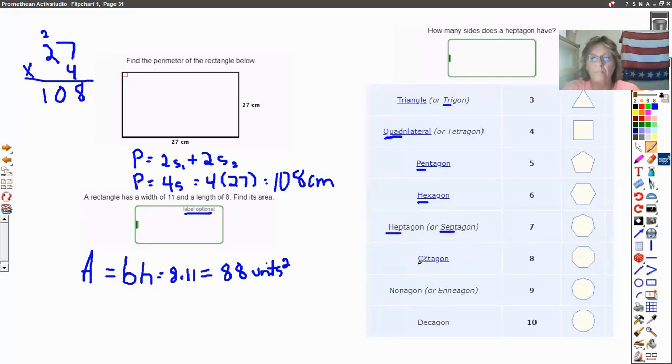Octagon, oct means 8, so 8-sided figure. A nonagon is going to be a 9-sided figure, and a decagon is going to be a 10-sided figure. So they wanted the heptagon, and that is going to be 7. So you're just going to write 7 right there. So this is a good thing to go ahead and write down too, to make sure that you understand that.